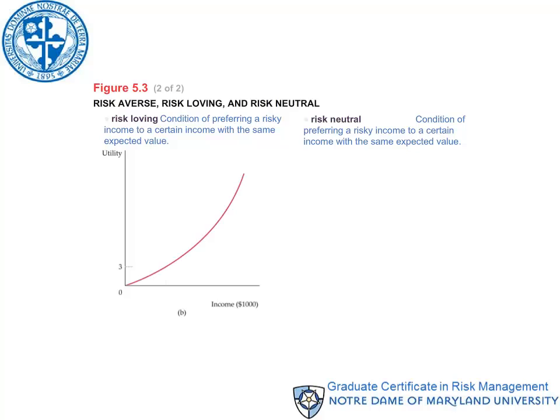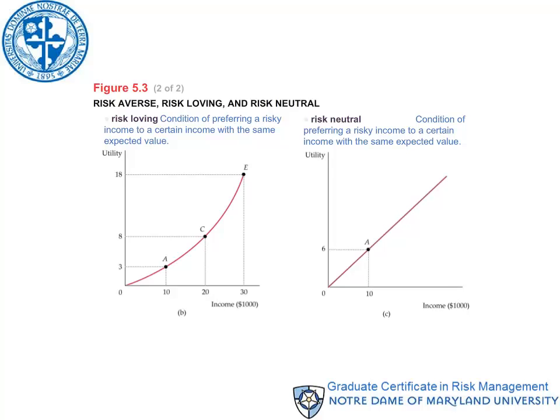So let's review. Here, the consumer on the left is risk-loving. She would prefer the same gamble with an expected utility of 10.5 to the certain income with a utility of 8. The consumer on the right is risk neutral and indifferent between certain and uncertain events with the same expected income.